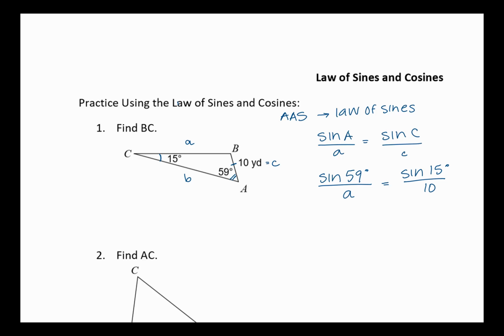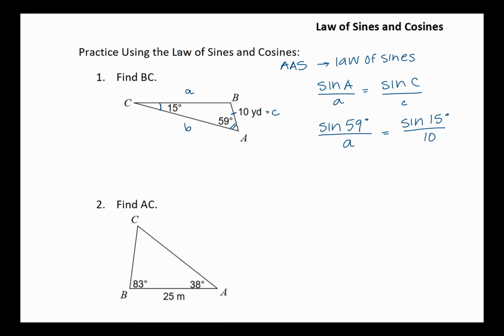And so now we want to isolate a. Now you could have set this up in the other direction as well, that we had a over sine of 59 equals 10 over sine of 15. That's totally fine. So we're going to cross multiply. So I have 10 sine of 59 is equal to a times the sine of 15, and then I divide. So 10 sine of 59 over the sine of 15 equals a.